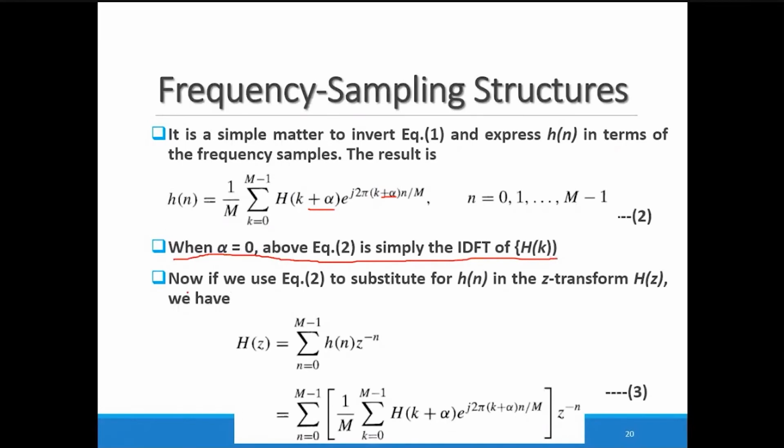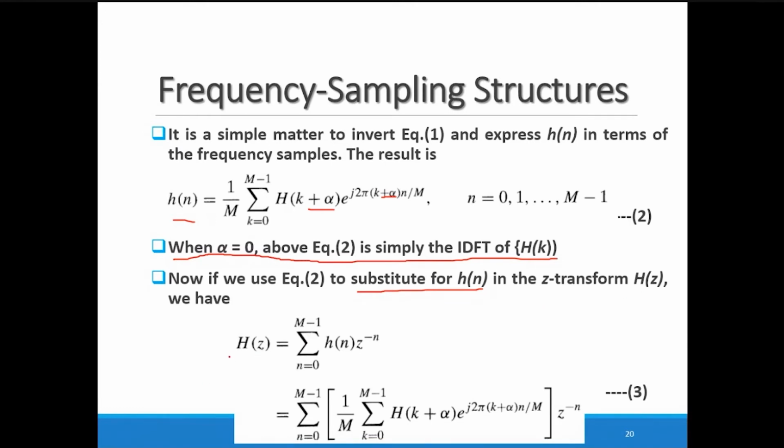Okay, so now we use equation 2 to substitute for h of n in the z transform. We are taking this equation 2 and substituting for h of n. So to obtain h of n we have done this procedure, and in the original equation of H of z, we are putting this value of h of n. Now we go for the structure implementation.